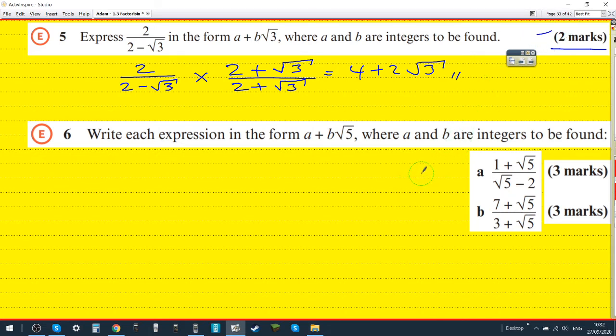How would you do 6b? A. So I'll do that first. No, 6b. 6b. Okay.